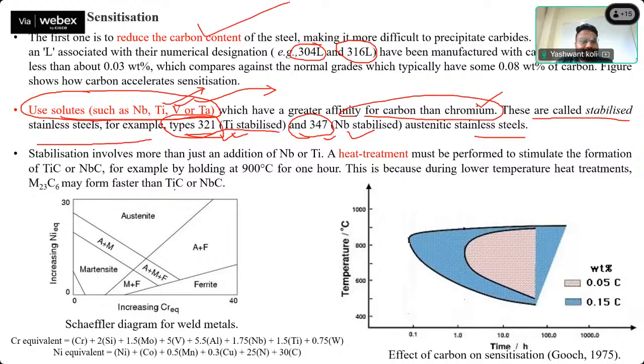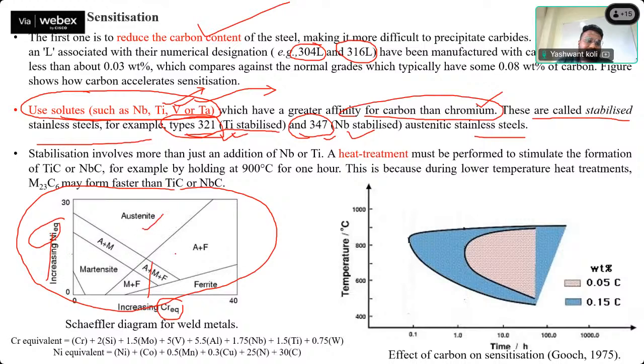So this is the basic Schaeffler diagram. We can measure the nickel equivalent and chromium equivalent. We can check what the combination of the percentages is. We can find out what phases are formed: austenite, austenite-martensite, martensite, ferrite. These formations we can check.